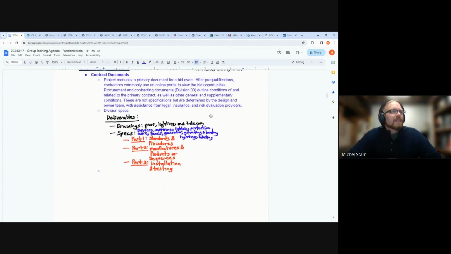Contract documents. So we said that the architects and engineers put together contract documents, and that is the word being contract as an agreement. We form the project manual, which is the primary document used for bid.